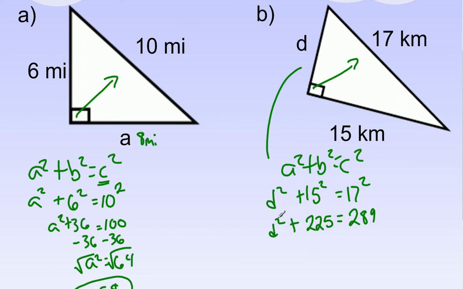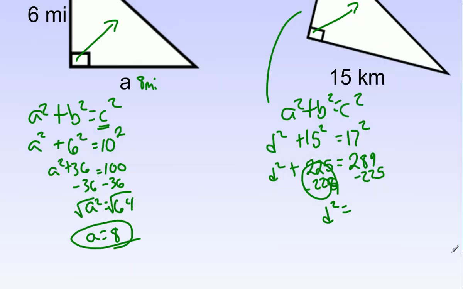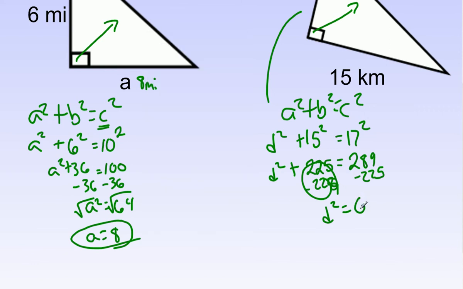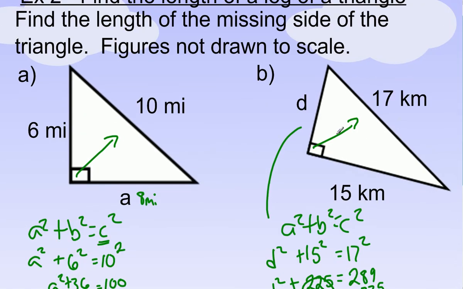And then we want to get the variable by itself. So we have to get rid of this adding piece. So I'm going to subtract 225 from each side. These cancel. D squared equals, it's going to be small. It's probably in the 30s or something. 289 minus 225 equals 64. I was off. And then finally square root each side like we did before, and D equals 8. So just like the last problem, this missing side is 8, in this case, kilometers.